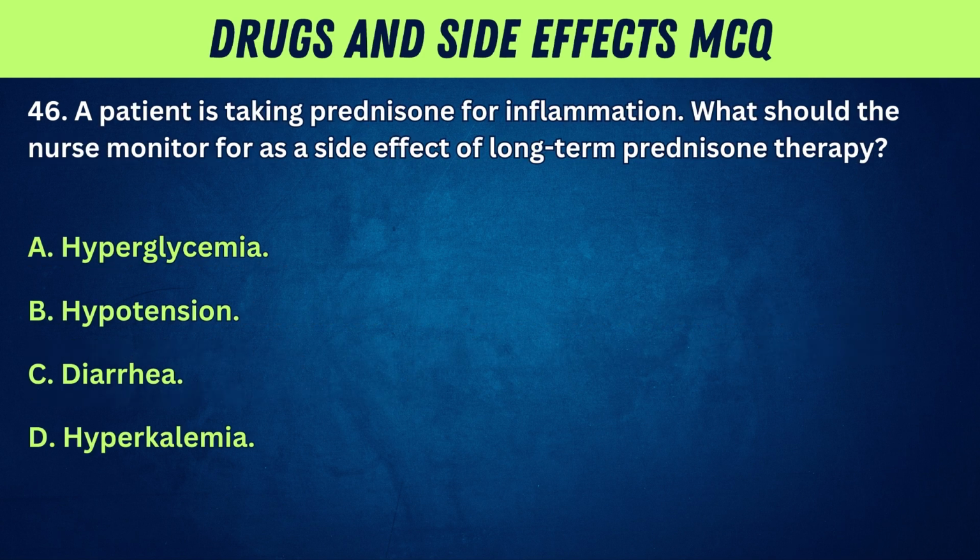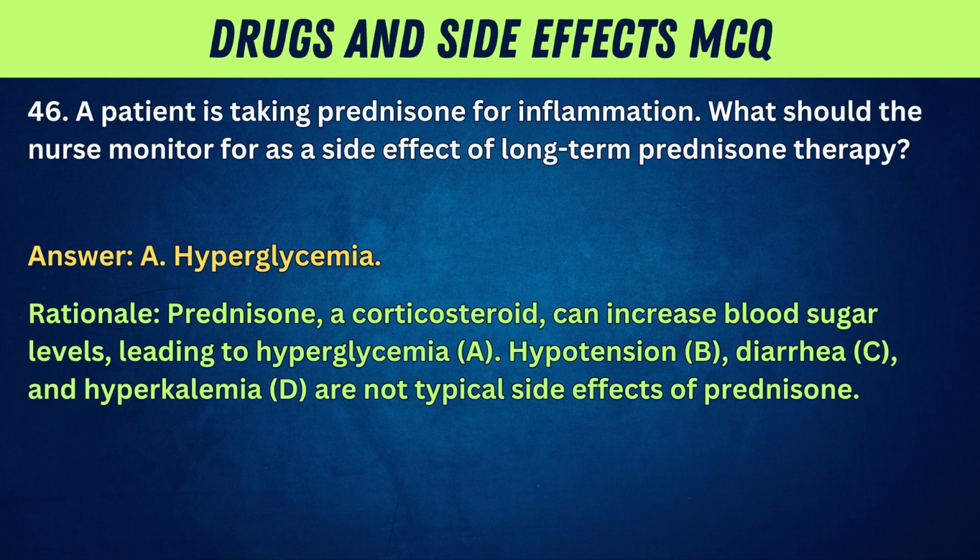46. A patient is taking prednisone for inflammation. What should the nurse monitor for as a side effect of long-term prednisone therapy? A. Hyperglycemia. B. Hypotension. C. Diarrhea. D. Hyperkalemia. Answer: A. Hyperglycemia. Rationale: prednisone, a corticosteroid, can increase blood sugar levels, leading to hyperglycemia. Hypotension, B, diarrhea, C, and hyperkalemia, D, are not typical side effects of prednisone.